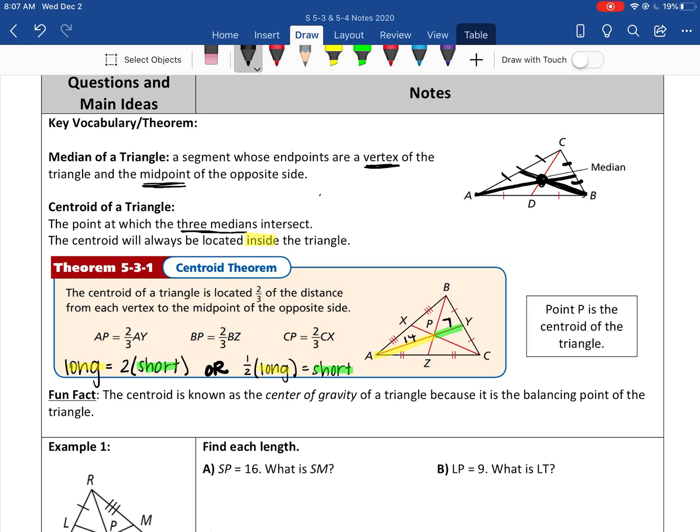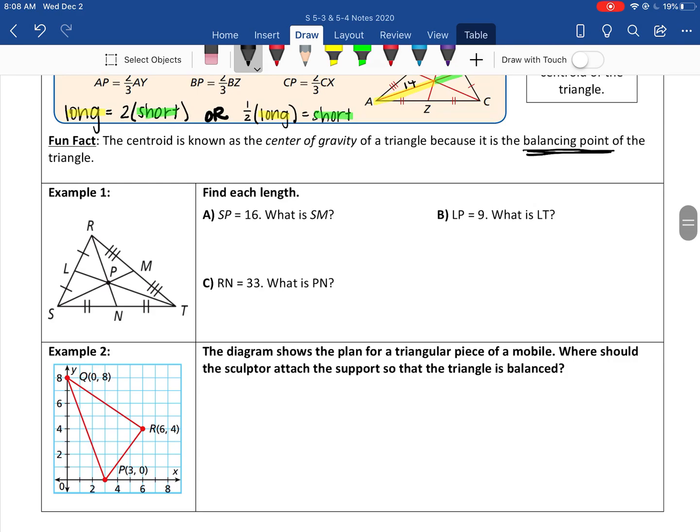This whole 2/3 thing, you won't really see me work with it very often, just because it is a little more confusing for everybody. All right, so if you just break it down into short and long, that makes it easier. And then if they ask for the whole thing, all you have to do is add those two pieces together. All right, so keep that in mind when we're working on this next part. And just a fun fact, the centroid is known as the center of gravity of a triangle because it's the balancing point. So let's say you had a 3D triangle and you wanted to balance it. If you found the centroid of that triangle, it would balance right there at that point.